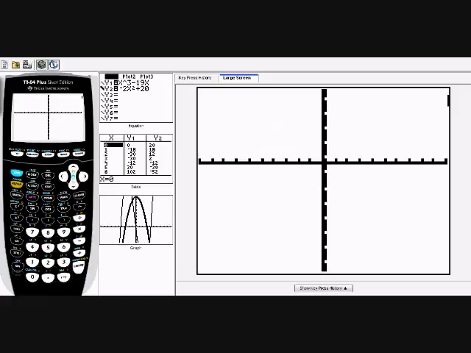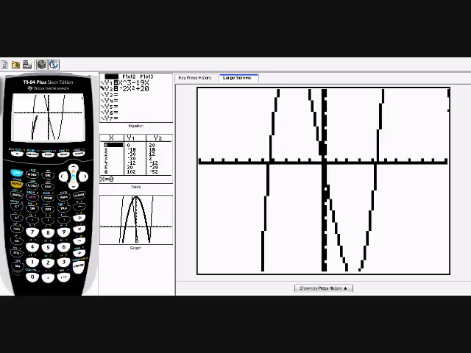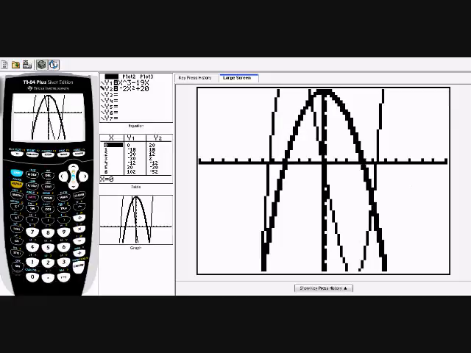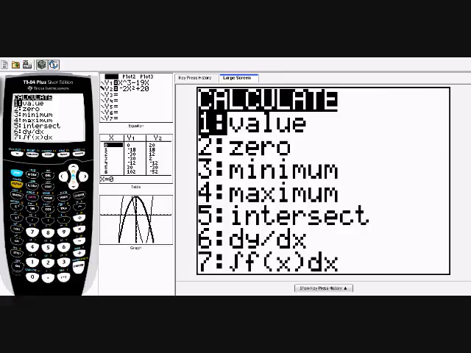Hit graph. Alright, there's that x to the third power. Here comes the parabola. And I see that it is definitely having an intersection over here in quadrant 4 in the lower right. And I think it's got an intersection over here in quadrant 3 in the lower left. Let me do the one I can see really good, the one in quadrant 4. So I will go ahead and do my second trace. Number 5.